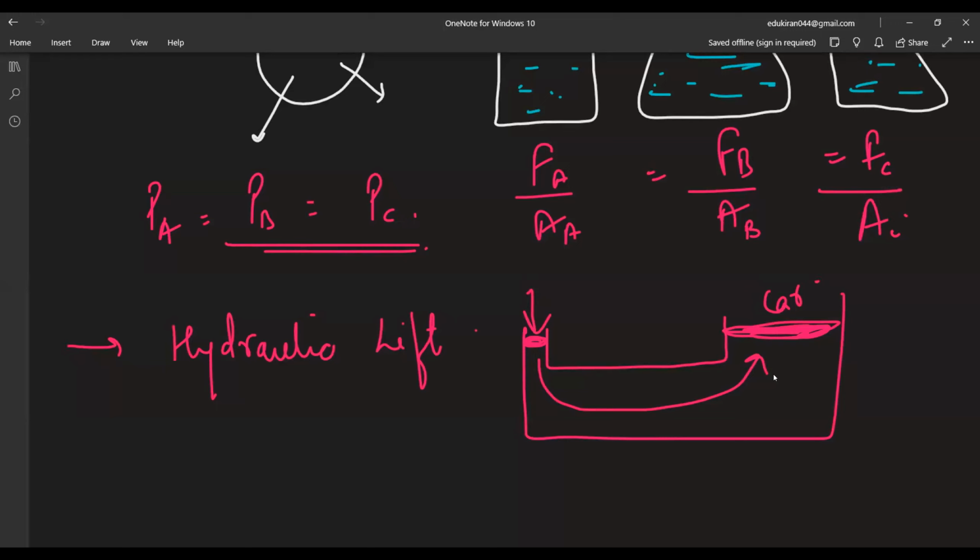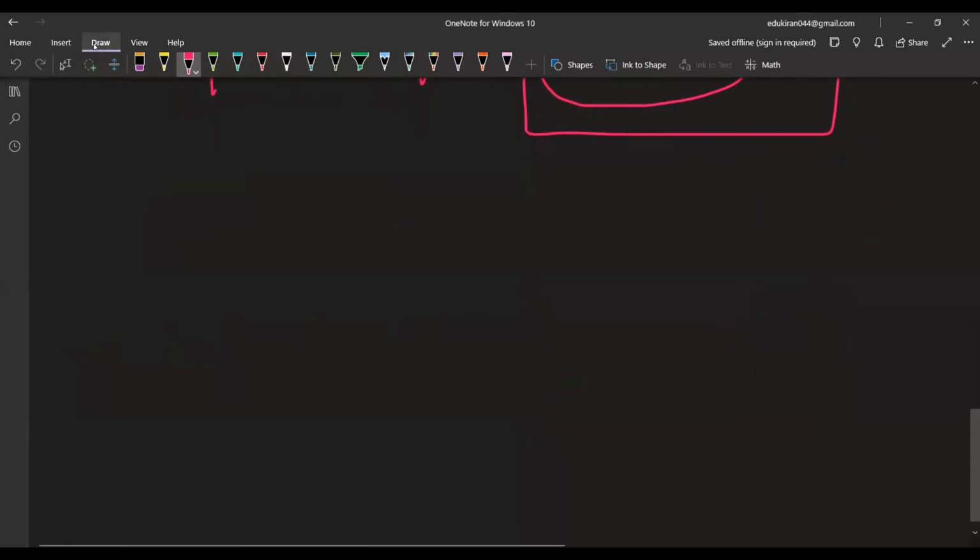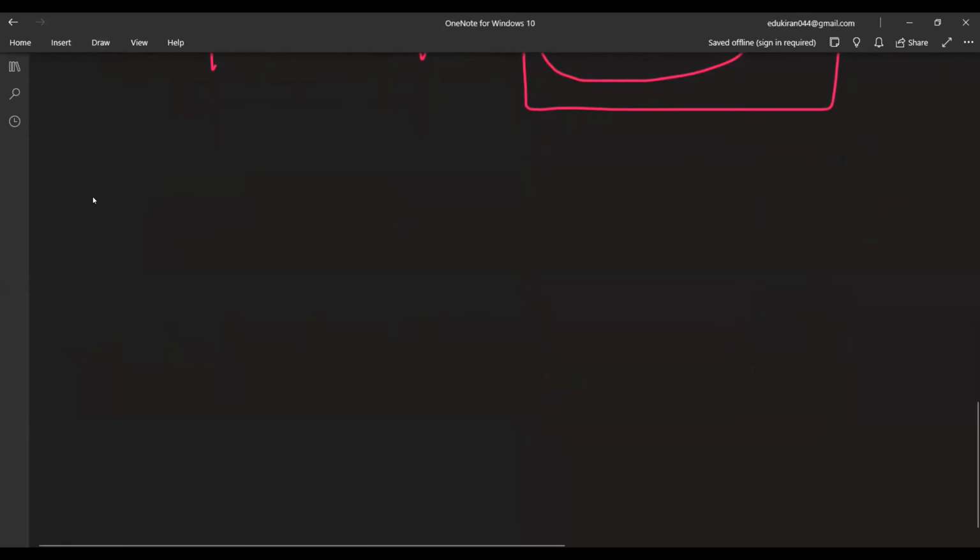In your exam, I have seen one question paper in one of the schools where this question was asked: with the help of a labelled diagram, you have to explain the working of hydraulic brakes. So just pay attention, just in case it comes in your school.